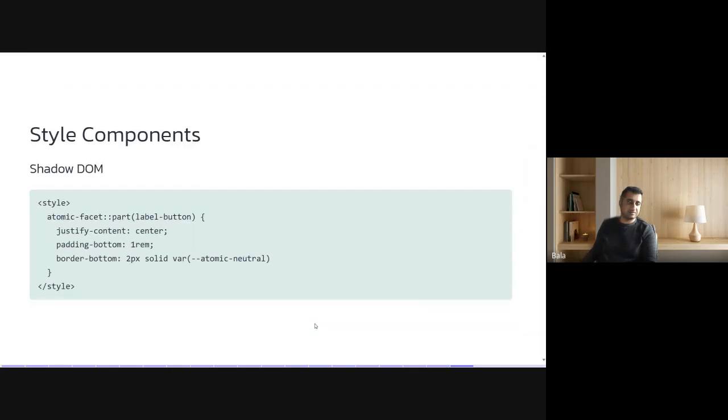Styling the component, you can see this one is clearly using a shadow DOM, so Atomic facets. That particular part, label button, is exposed to you so that you could go and make those changes. But if there is a specific portion that is not exposed, then you cannot go and style those areas. So you are purely dependent on what Coveo is exposing to you to make changes.